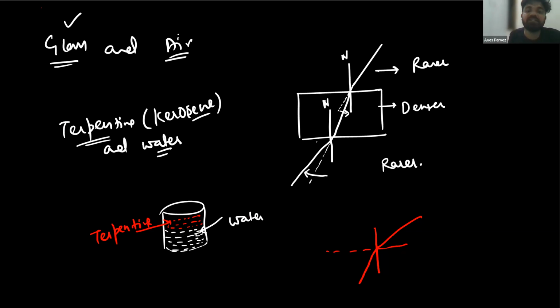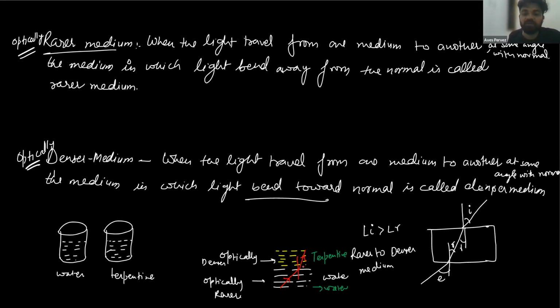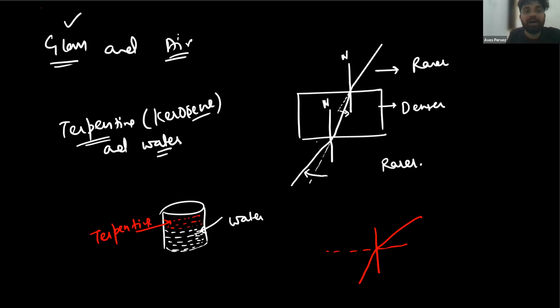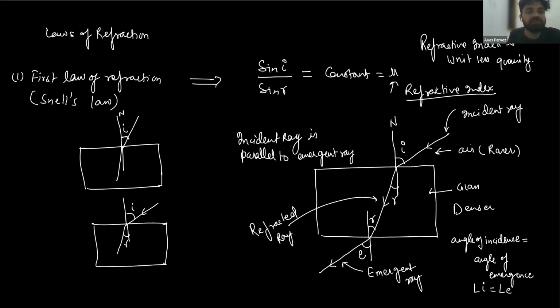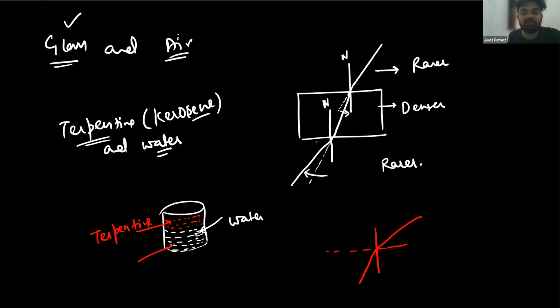So what we experimentally see is that this is water, this is turpentine. According to mass density, water is more dense, because water lies at the bottom and the oil comes over it. So in this case, we see that turpentine or kerosene is less dense than water. Is that clear?